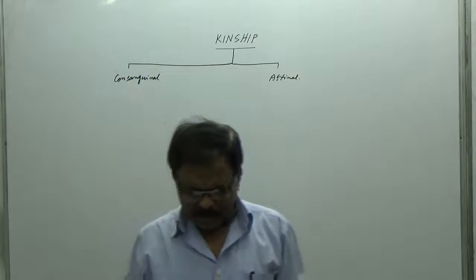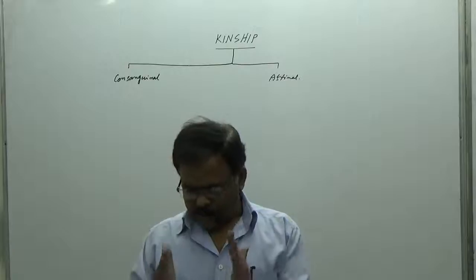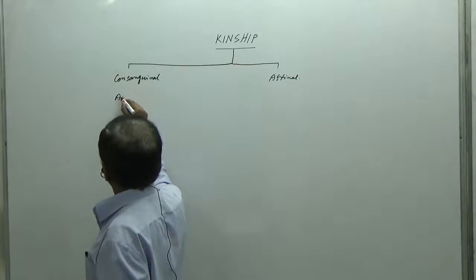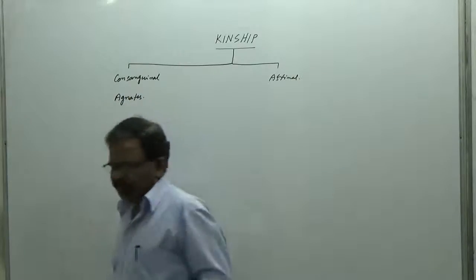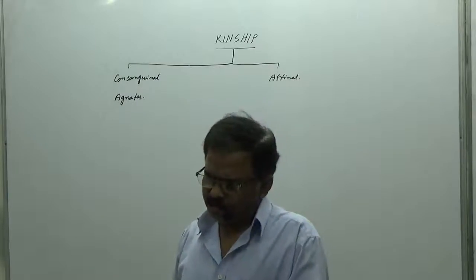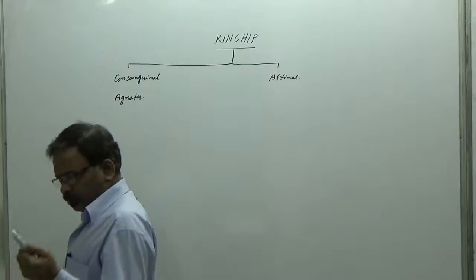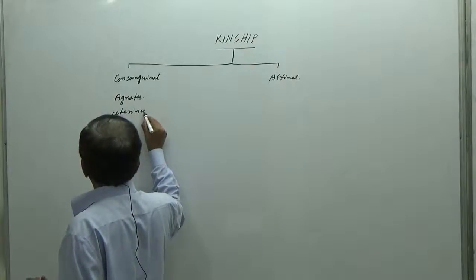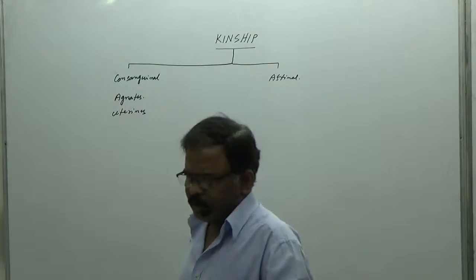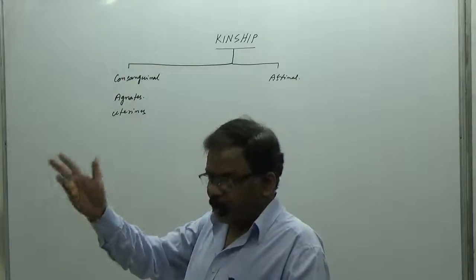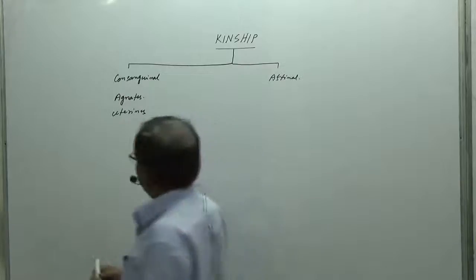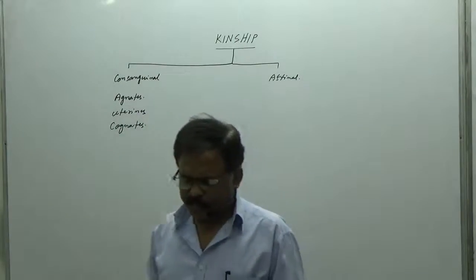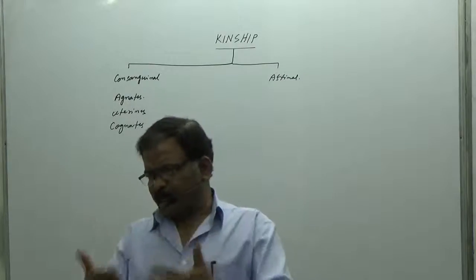At the same time, we use some different terminology also here. If they trace their descent from the father, they are known as agnates, male to male relationship. If they trace the descent from mother to mother, female to female, they are uterines. If they trace the descent from both sides, a combination of patri and matri, then they are cognates.